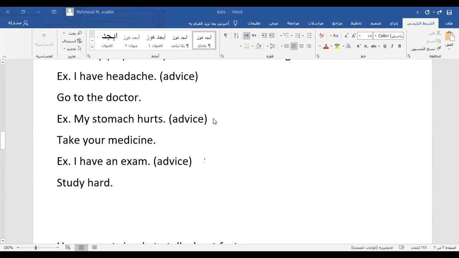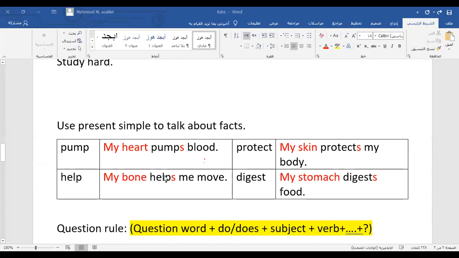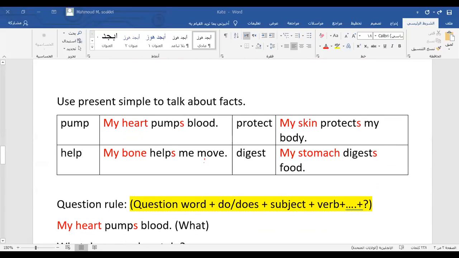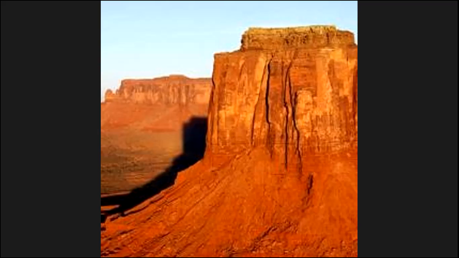Students, after we make revision about advice and revision about questions in present simple, we see this on the PowerPoint. Let me share it with you. I don't think you have enough time. You have just 2 minutes.